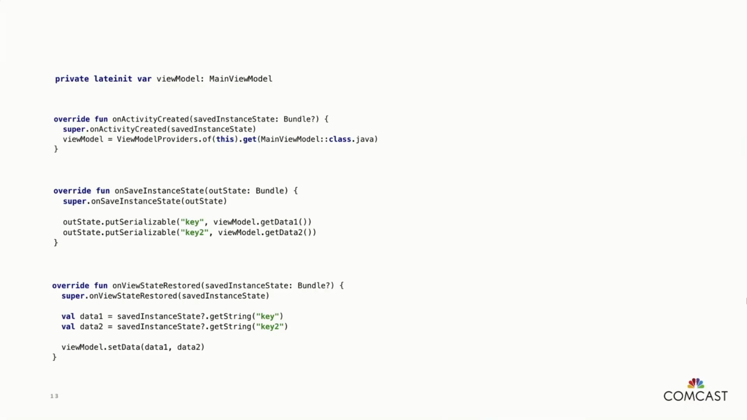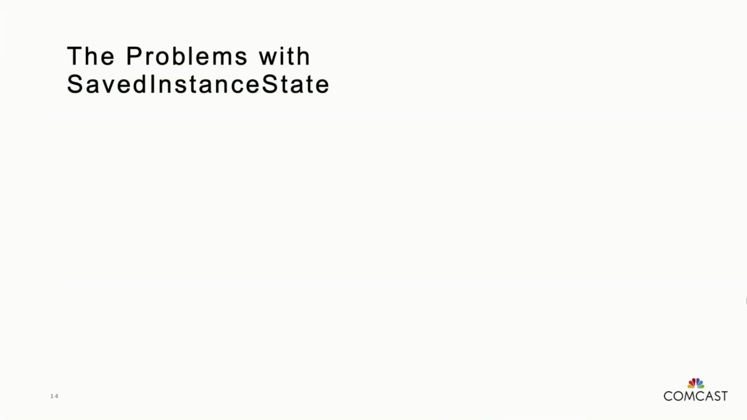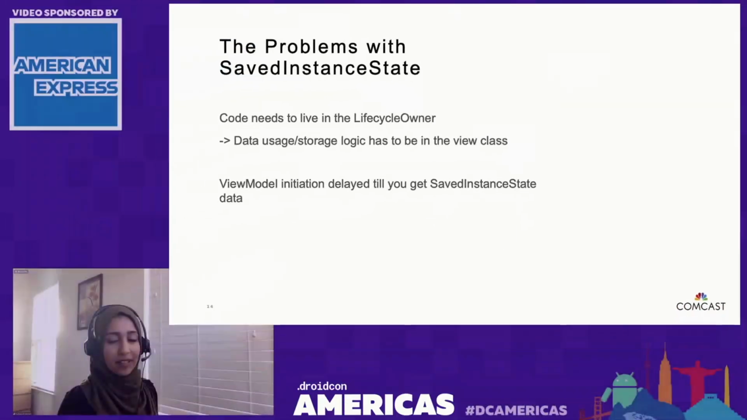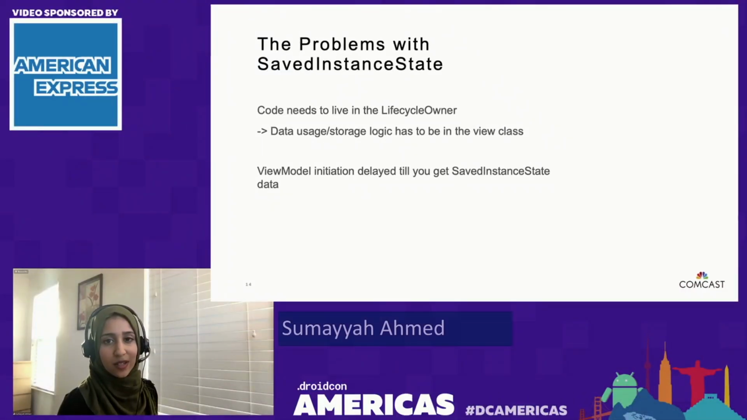That's not the only problem with saved instant state. There's others as well. So now your view class has got data logic and storage logic. Your view class now has to maintain state. It has to be responsible for communicating with the view model about what state is, like what the view model needs. So this is not really ideal. It violates a few of our best practices, and it's not the easiest way of doing things. There's a lot of overhead.